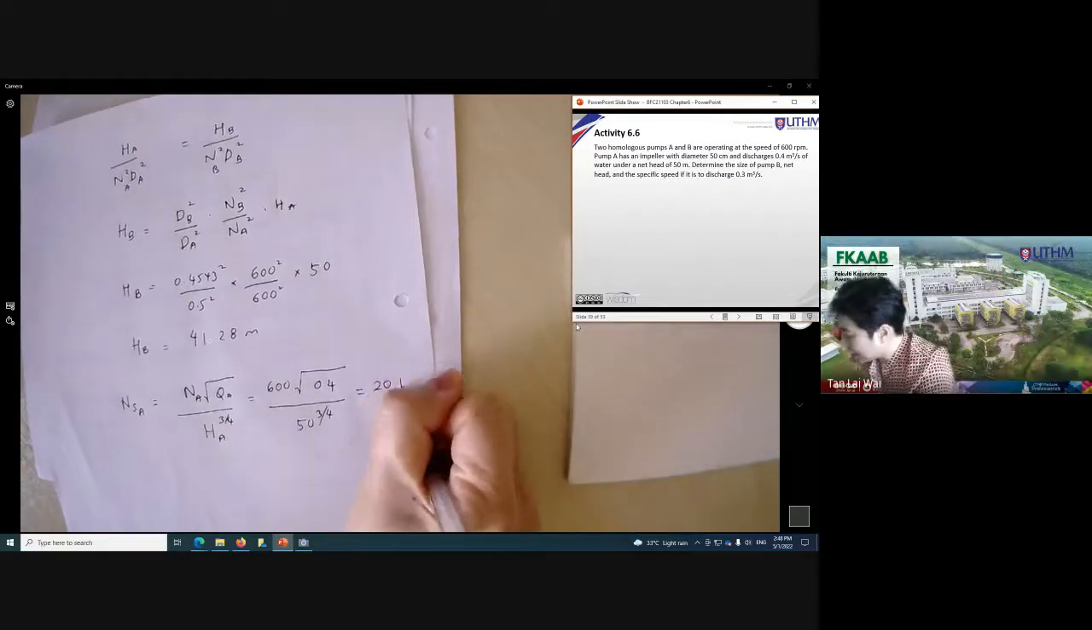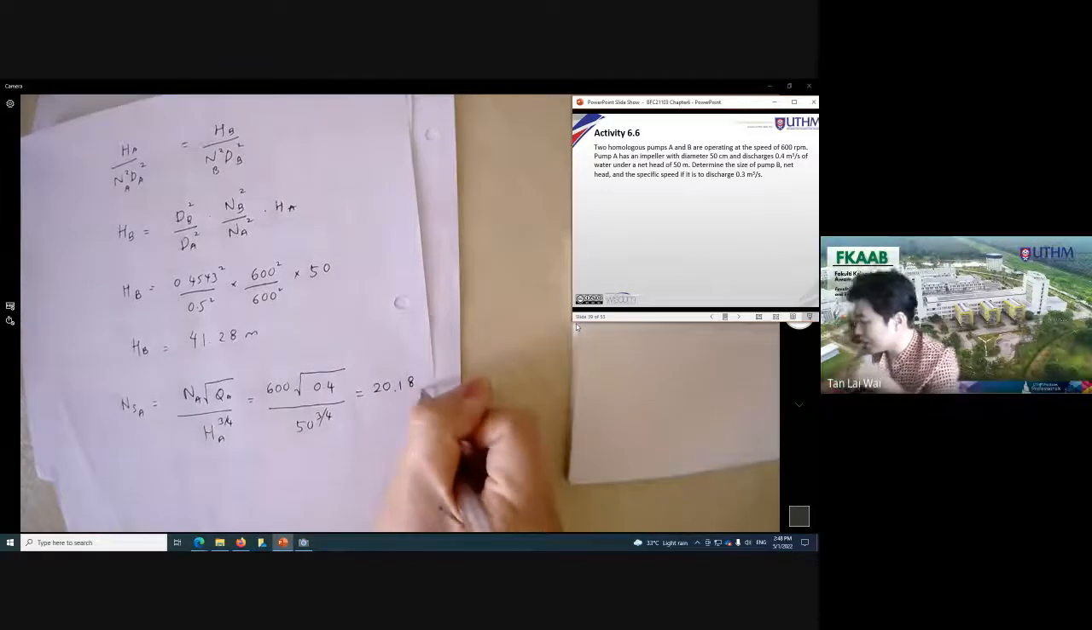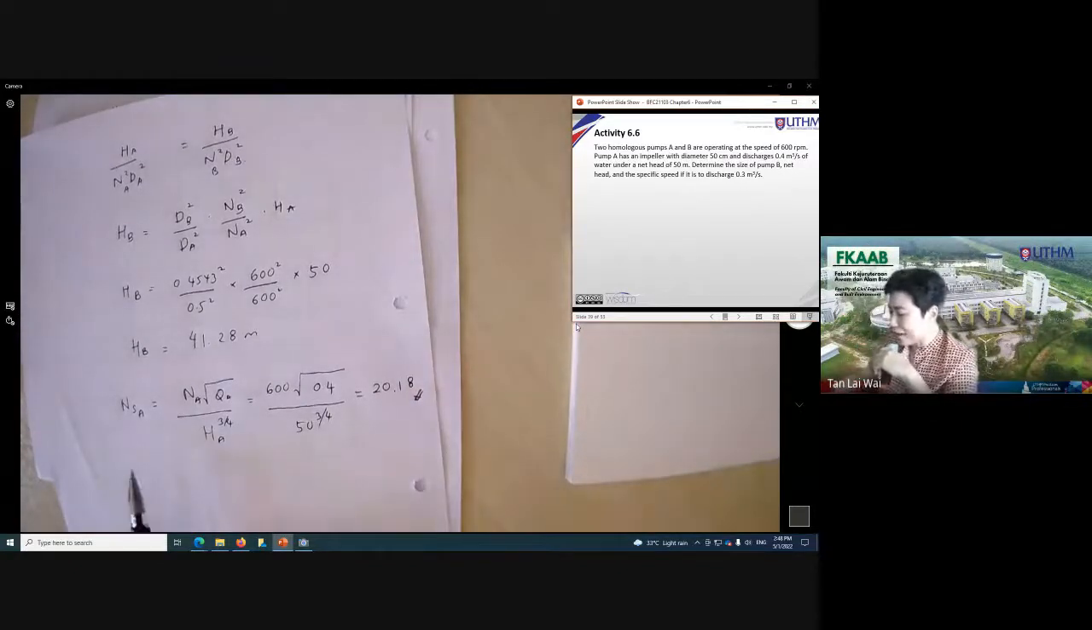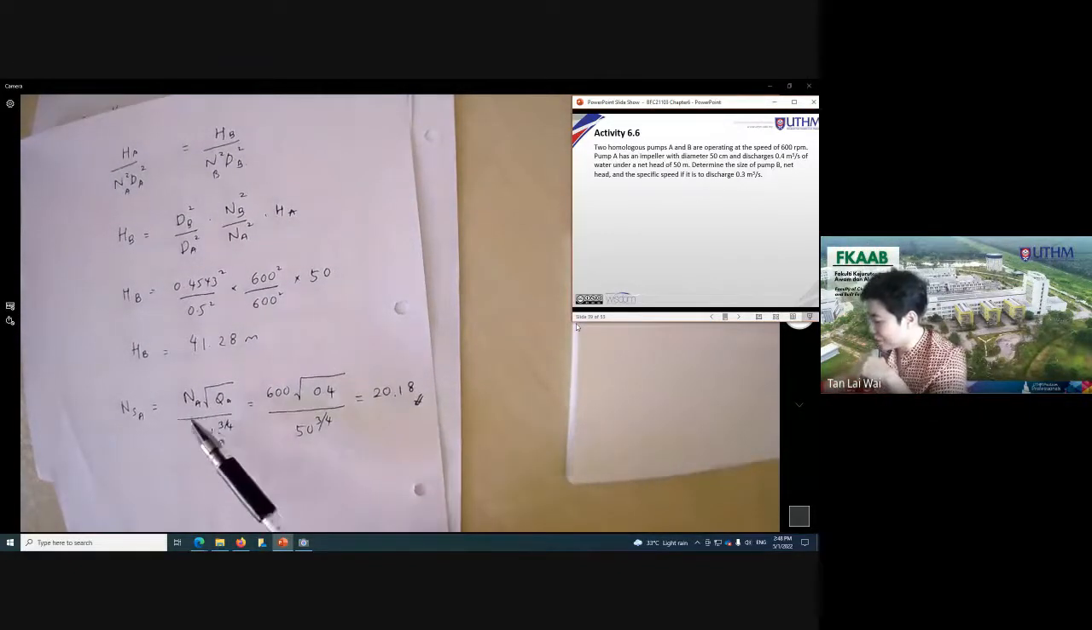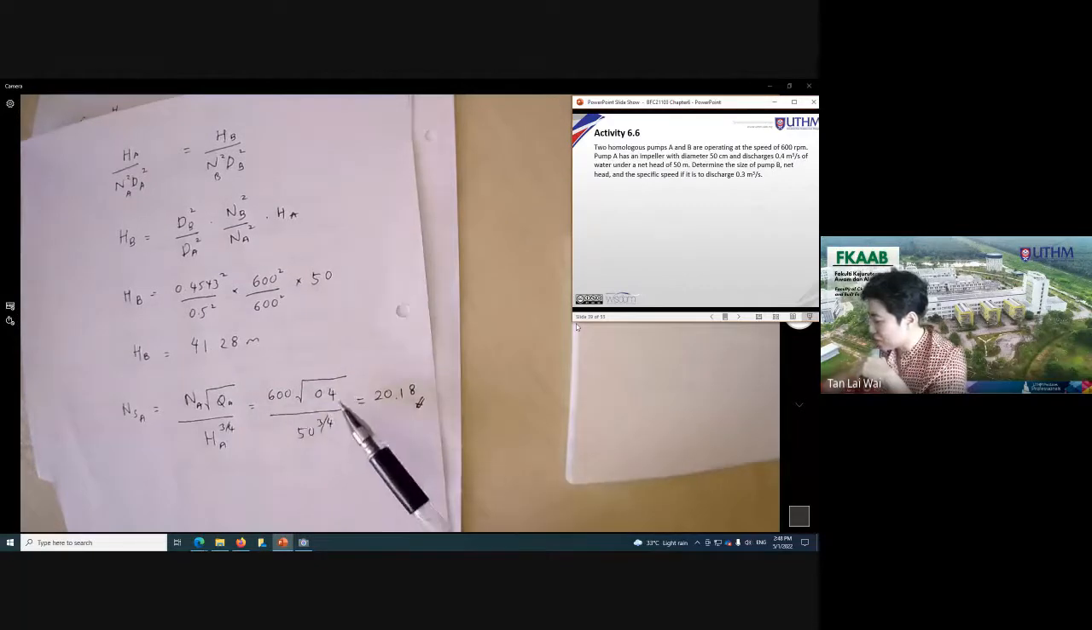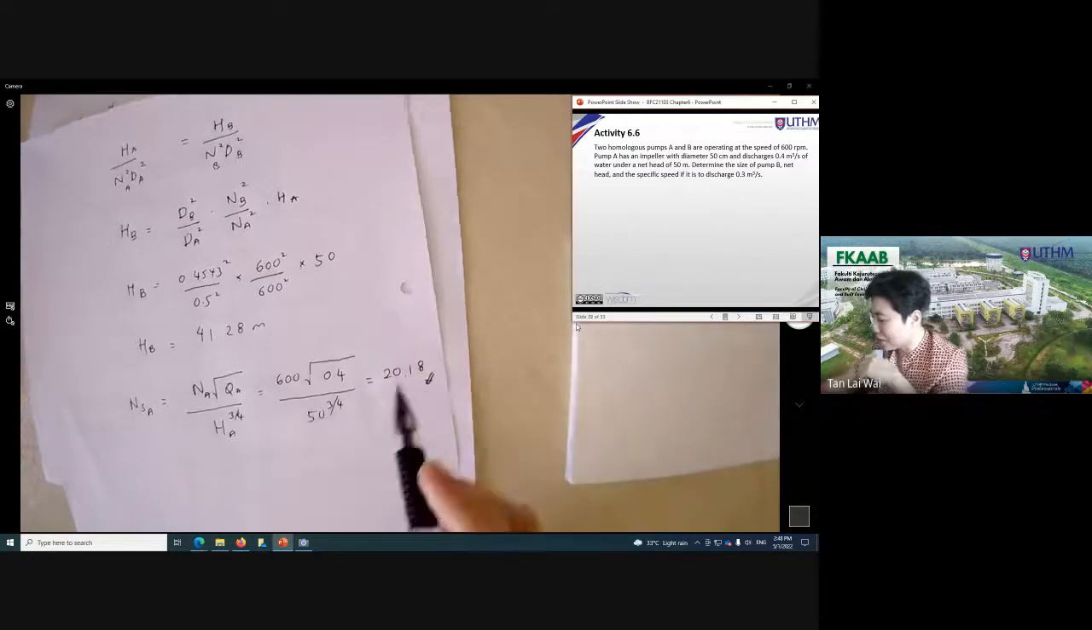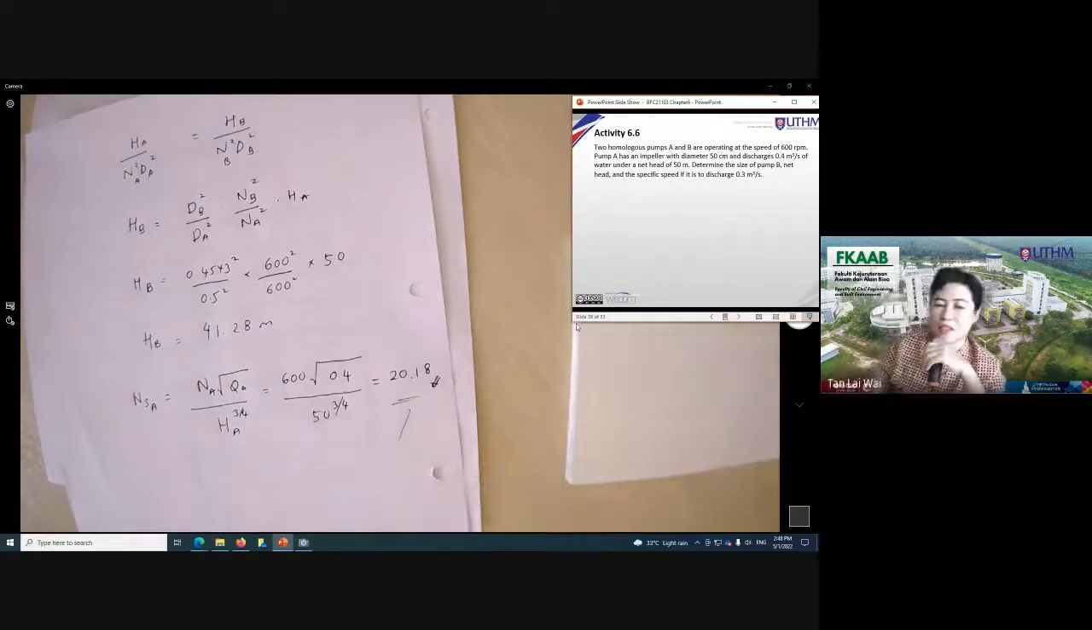So that will give me 20.18, is it? 20.8. No unit. You can check for NB. What I mean is, you are using the same, you change it, QB, NB, QB, and HB. You are going to get the same as well, because they are homologous. So far, any question? It's kind of straightforward, I don't think so. Do you have questions on this?